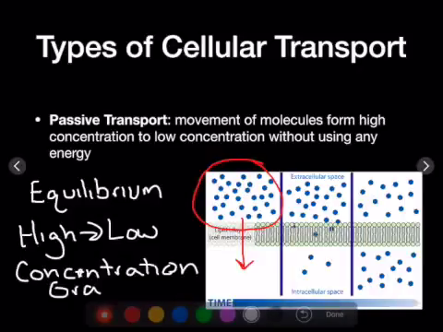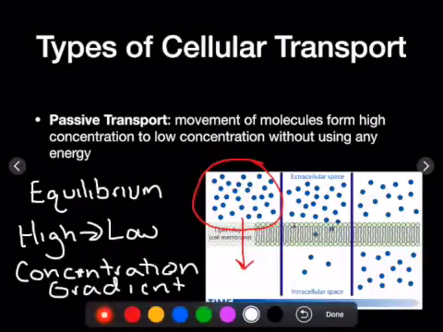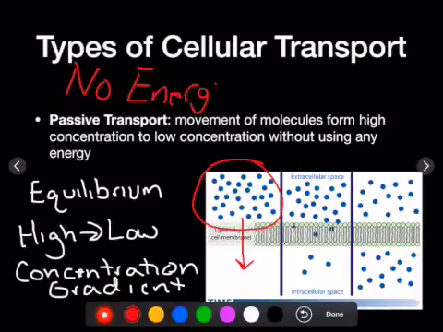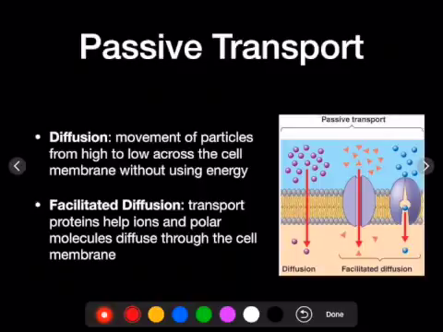Okay, and the concentration gradient is just this movement from high to low of particles without any energy. So in passive transport, no energy is needed. Okay, no energy is needed to move the molecules. Now we have a couple different types of passive transport.